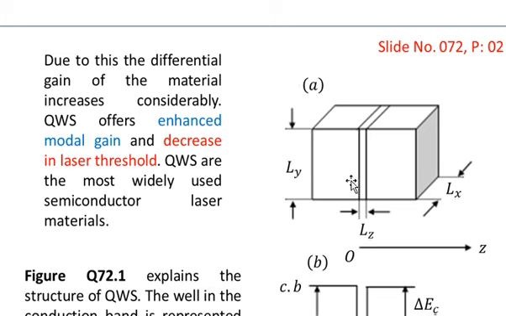So the thin layer is coated between the larger band semiconductor materials. The smaller coating is within the two, as represented by the width Lz.